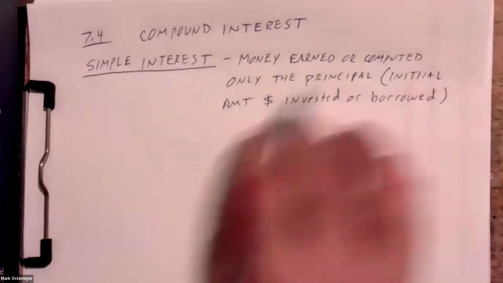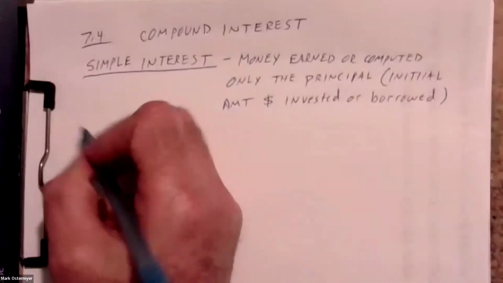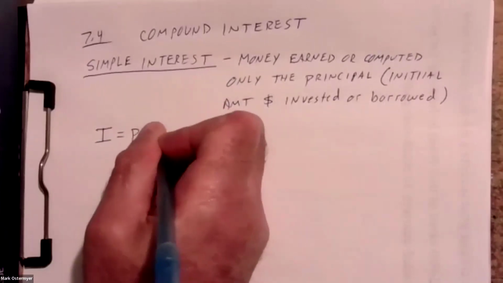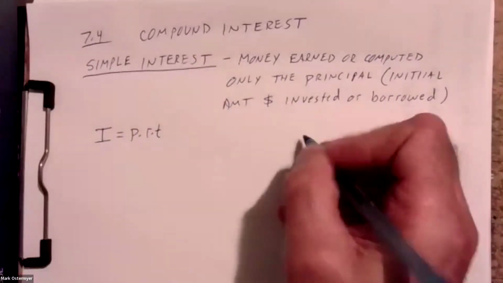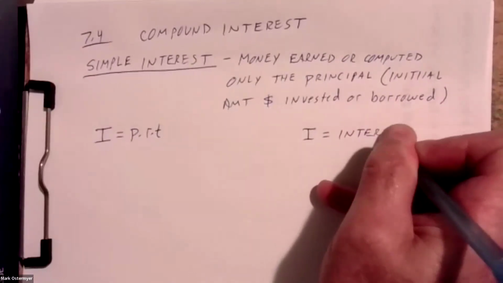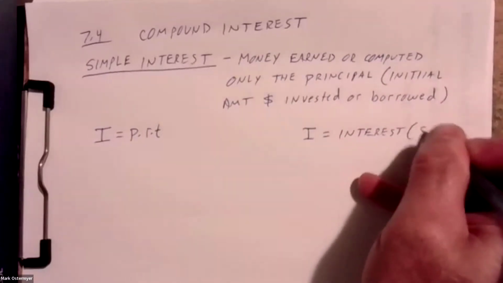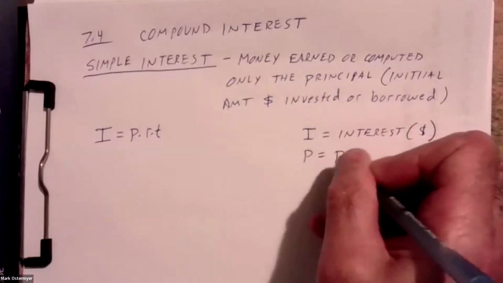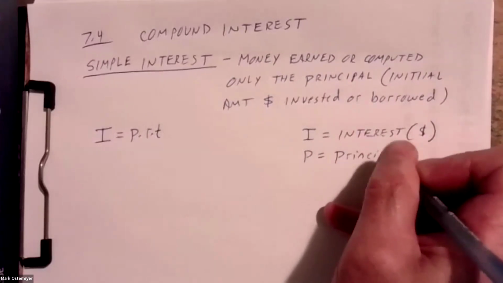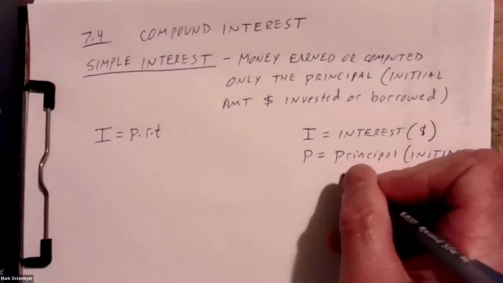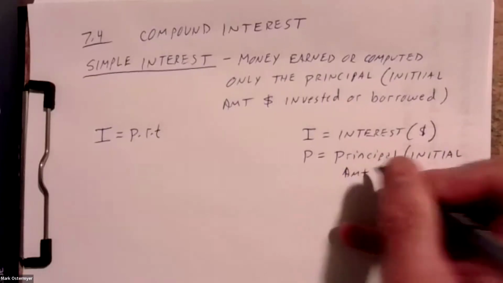Okay. All right. And this is the simple interest formula. It is used every day around the globe to compute interest. I stands for interest, and interest is money. P represents the principal. This is the initial amount of money either involved in investing or borrowing.